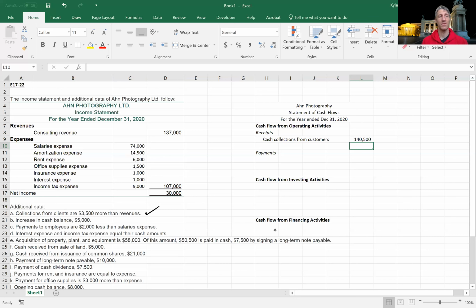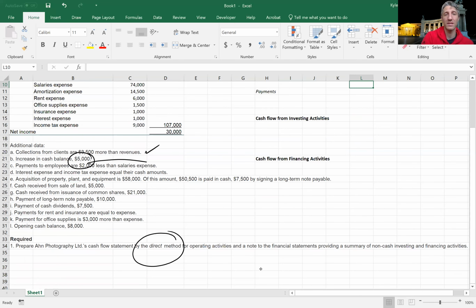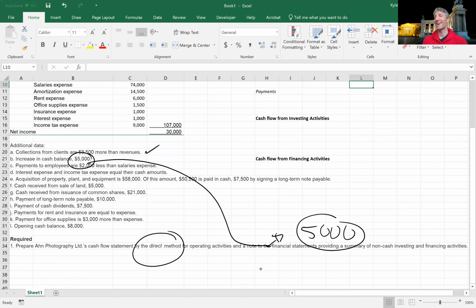Increase in cash balance of $5,000. So what are we going to do with that? Well, this gives us a hint to what our net cash flow needs to match to. We don't need to do anything with it right now, but I'm going to put this down at the bottom somewhere, right here, because once we're all said and done, that's going to be the net change in cash. That's going to tell us if we did this properly. So I'm not going to cross that off. I'm going to keep B. We're going to need that later.